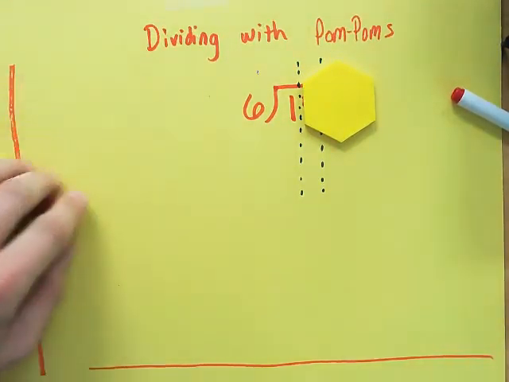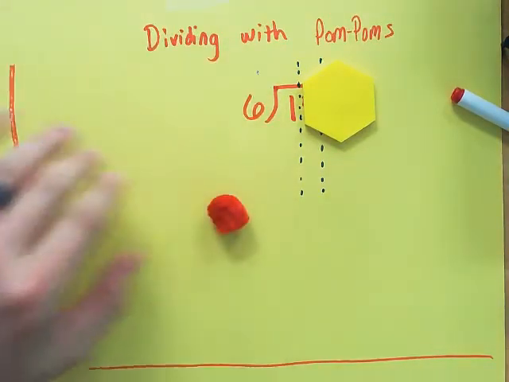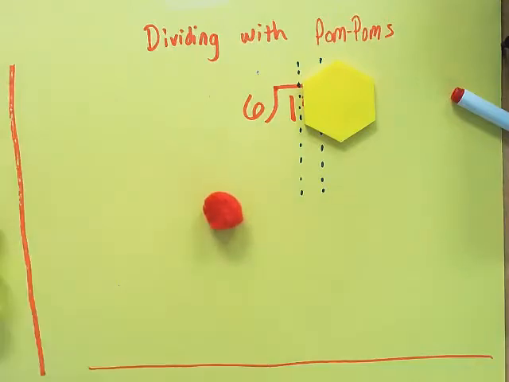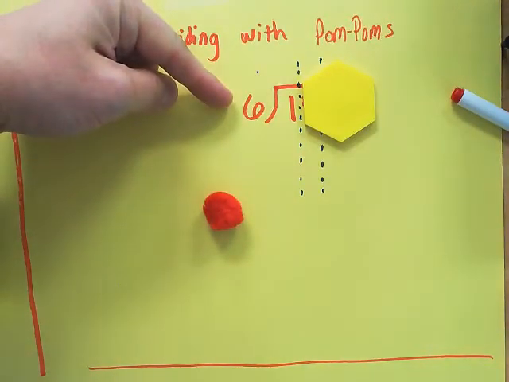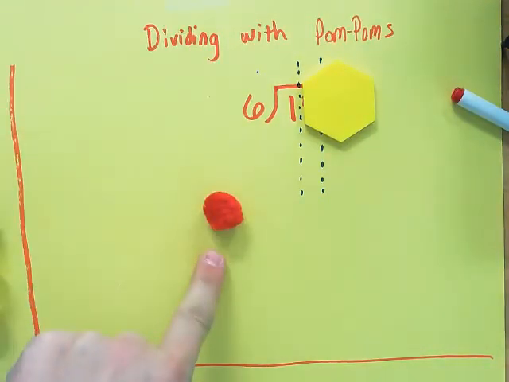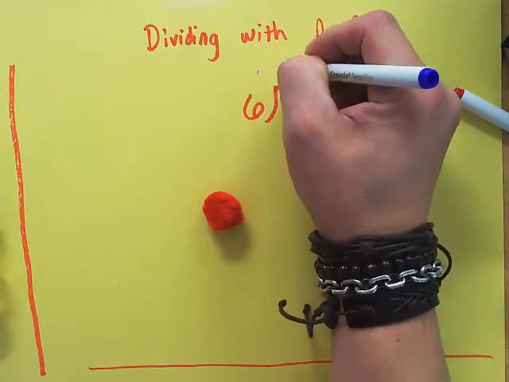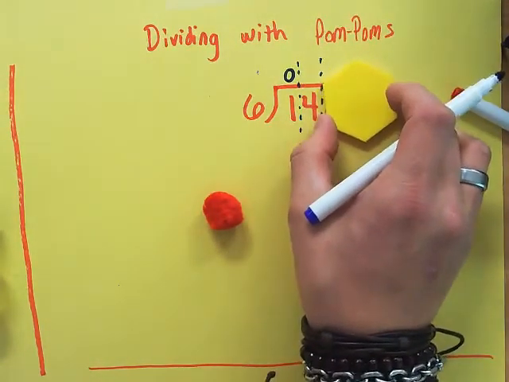All right, so I'm going into the number 1, the digit 1, so I'm going to take 1 pom-pom. And I'm going to ask myself, if I have a divisor of 6, can I make a pile of 6 pom-poms out of my 1 pom-pom? And of course the answer is no, I cannot. So this will be 0. After we get our 0, we move over.